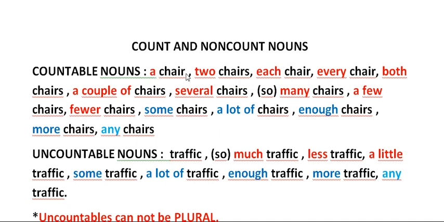I wrote some of them in red. The red ones are used only with countable nouns, and the blue ones you can use with both countable and uncountable. Also for uncountable nouns, there are reds here, so you can use the red ones with uncountable nouns only, not with countable nouns. So we can say a chair, right? But we cannot say a traffic. Traffic is not countable. So we can say two chairs, but we cannot say two traffic.